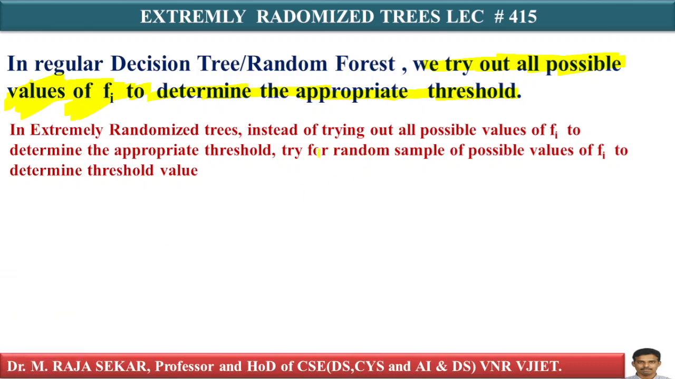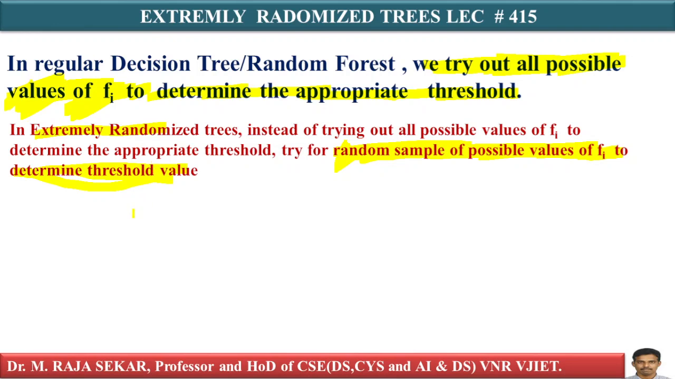I will take a random sample of possible values of feature i to determine the threshold value. Here it's not that we try all possible values. In the case of a regular decision tree or random forest, we try out all possible values, whereas in the case of extremely randomized trees, we consider a random sample of possible values of feature i to determine the threshold value. This is the core idea, the core part of extremely randomized trees.